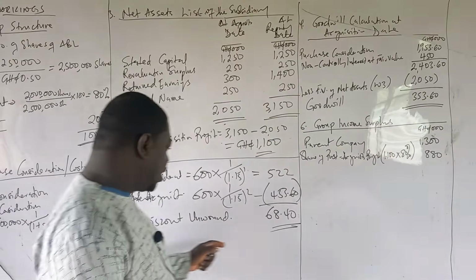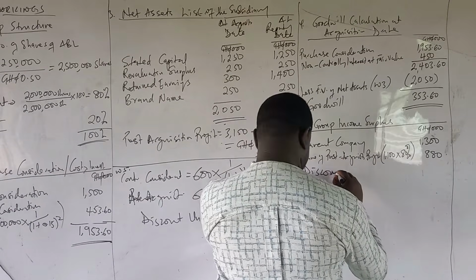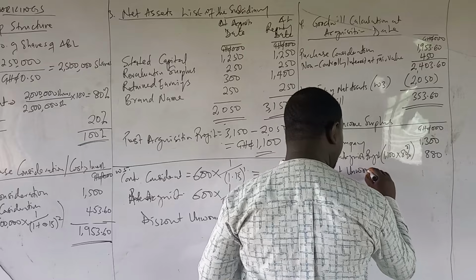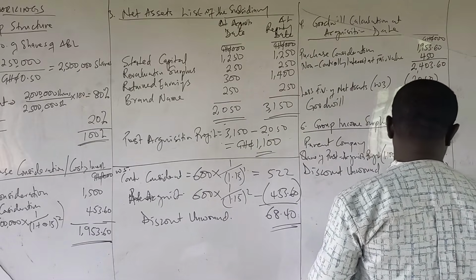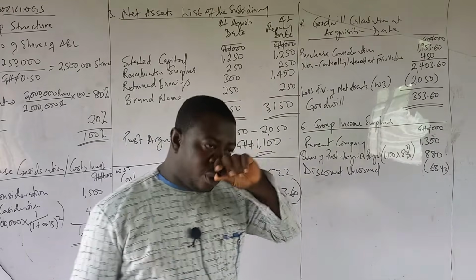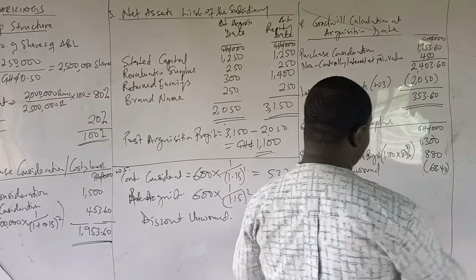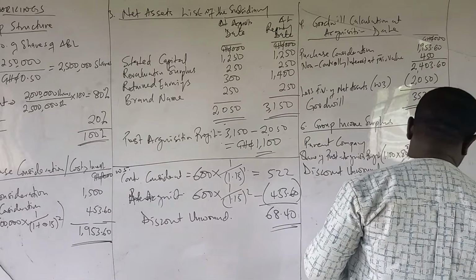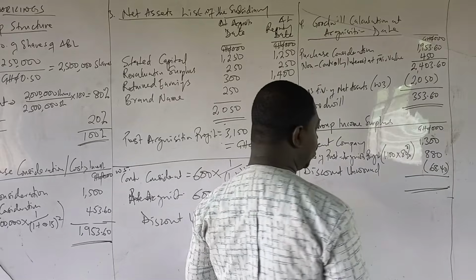Then we will have to subtract the discount unwound. Very, very important. Discount unwound, which is 68.4. Now, if there was any goodwill impairment, we would have subtracted the goodwill impairment as well. So take note. But in this case, these are the only 3 things that we are going to consider with the group income surplus.